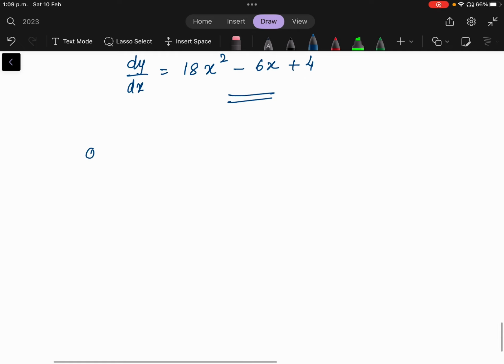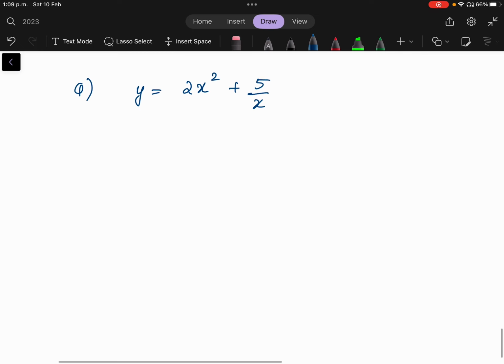Let's do another question with some fractions. y is equal to 2x squared plus 5 by x. Now, when it comes to a fraction like this, you cannot do a differentiation for a fraction. We just know the differentiation of x square or x cube or anything like that. So if it is in the denominator, we don't know how to do it.